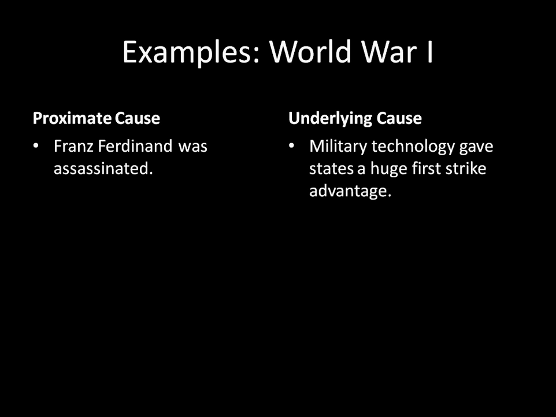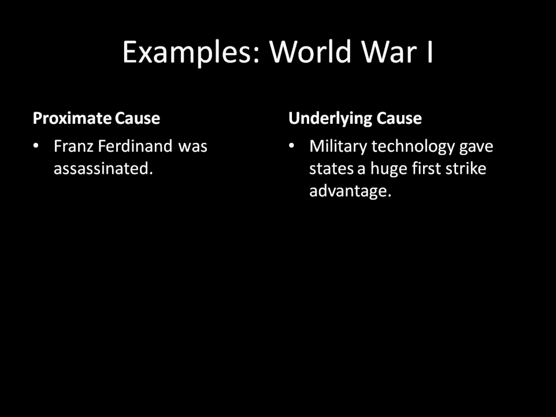The underlying cause for World War I is that military technology gave states a huge first strike advantage, or at least that's what military leaders thought. And so some leaders were fighting wars against other leaders because they thought that the other leaders would be fighting a war against them, and they wanted to get the first strike advantage. They wanted to attack first, and so they sent their guys out to attack before the other guy could attack. But everyone was doing that, and so everyone just devolved into a war really quickly.